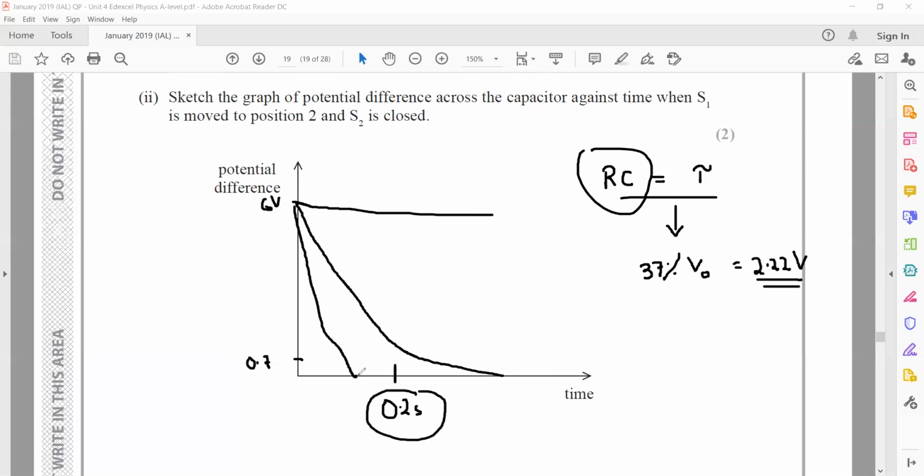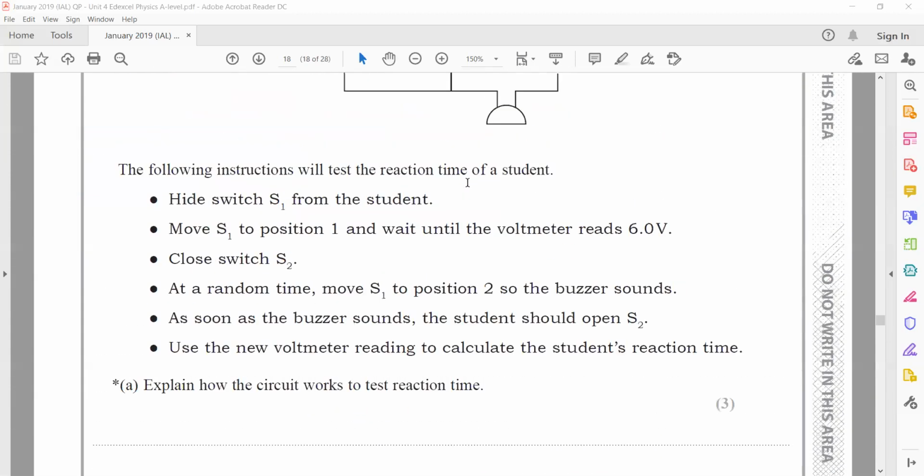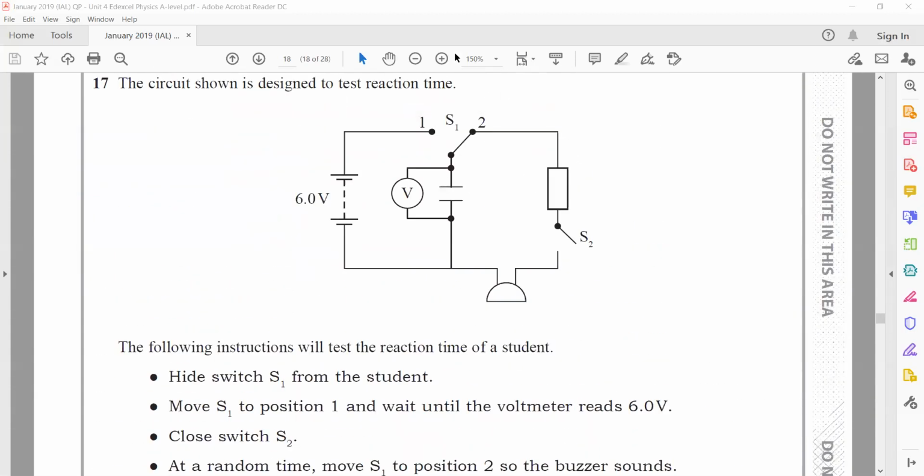Two values are there. One is the term time constant, which is RC. Another one is the reaction time. So the time constant should not be too small compared to the reaction time, because the student is taking 0.2 of a second to open the switch. But before opening the switch, if the capacitor is completely discharged, then there is no use of opening the switch. So that will not be accurate.